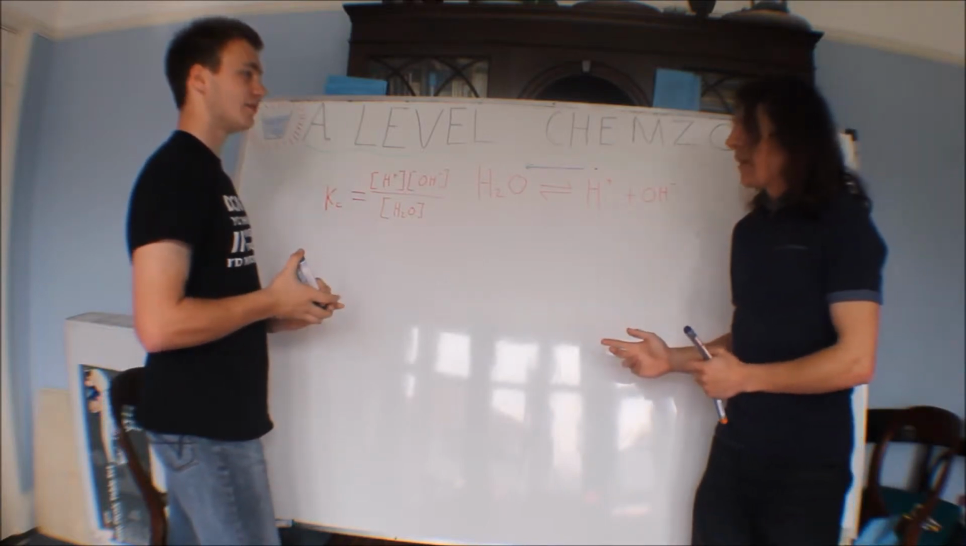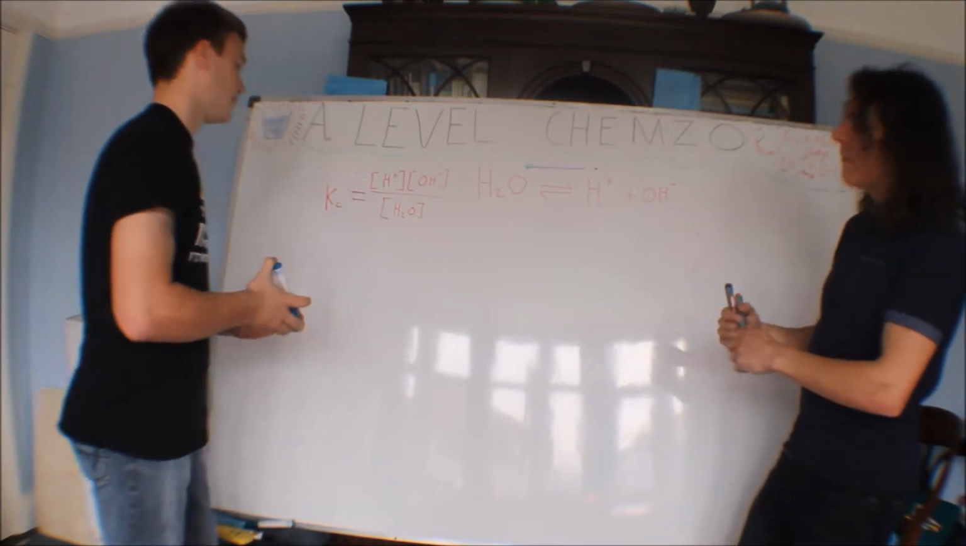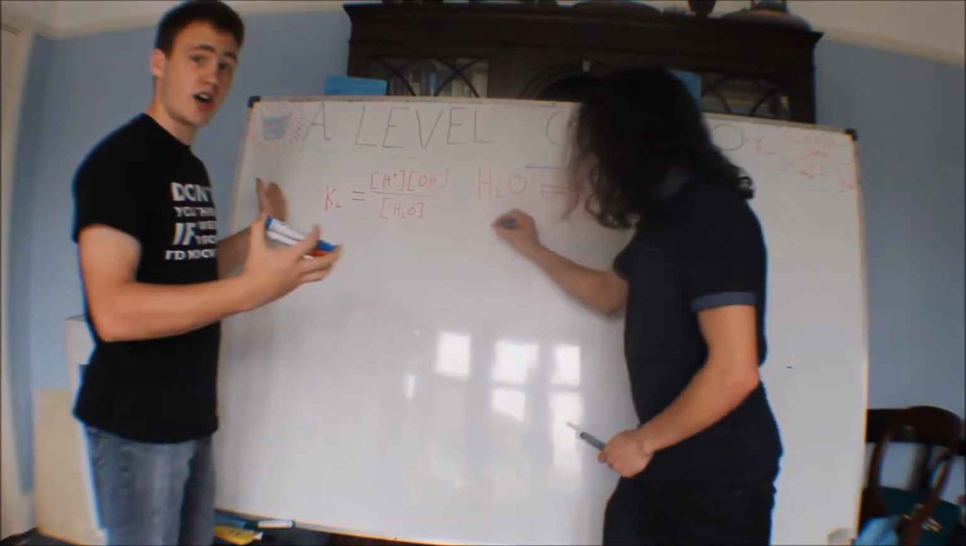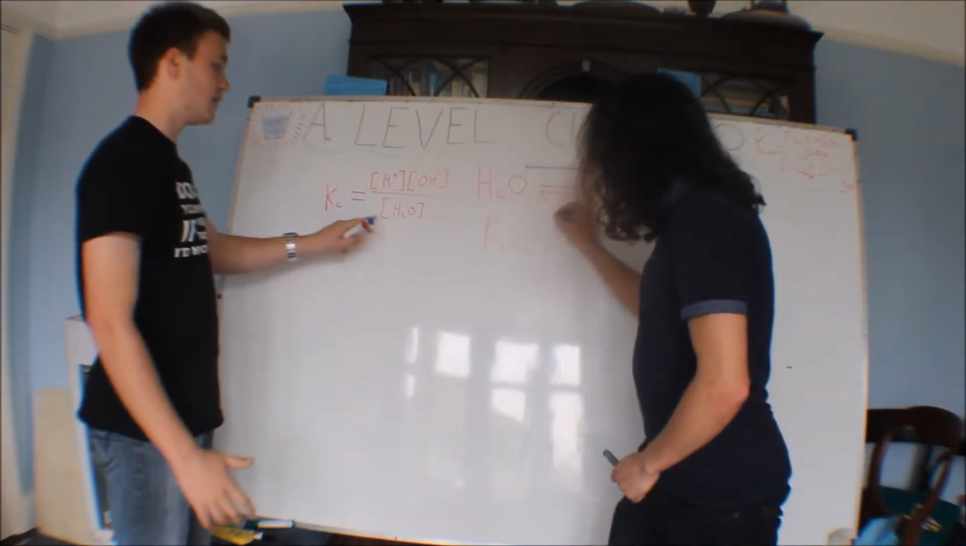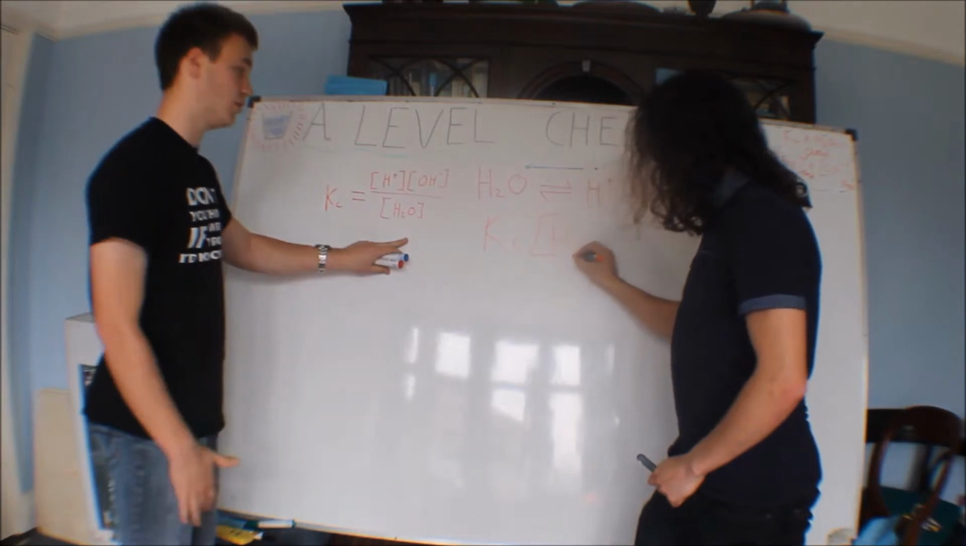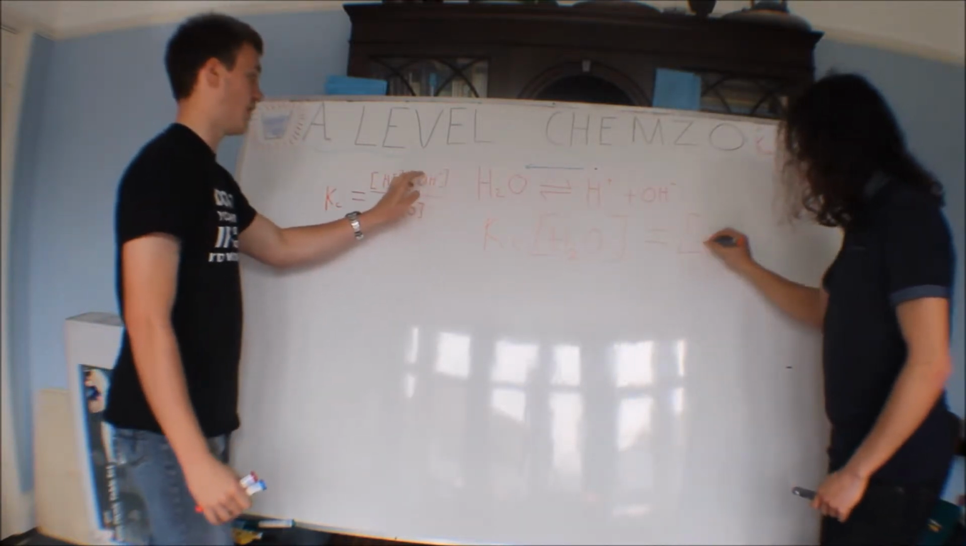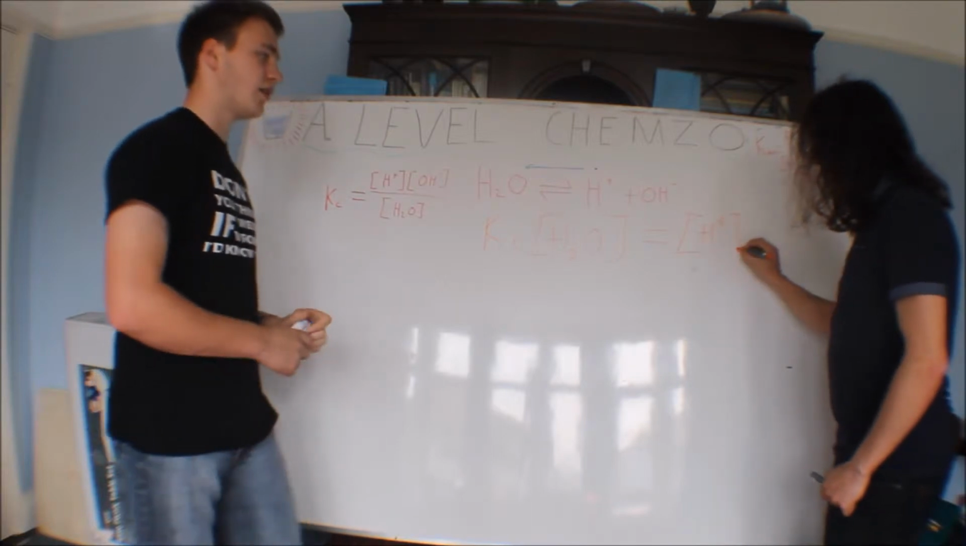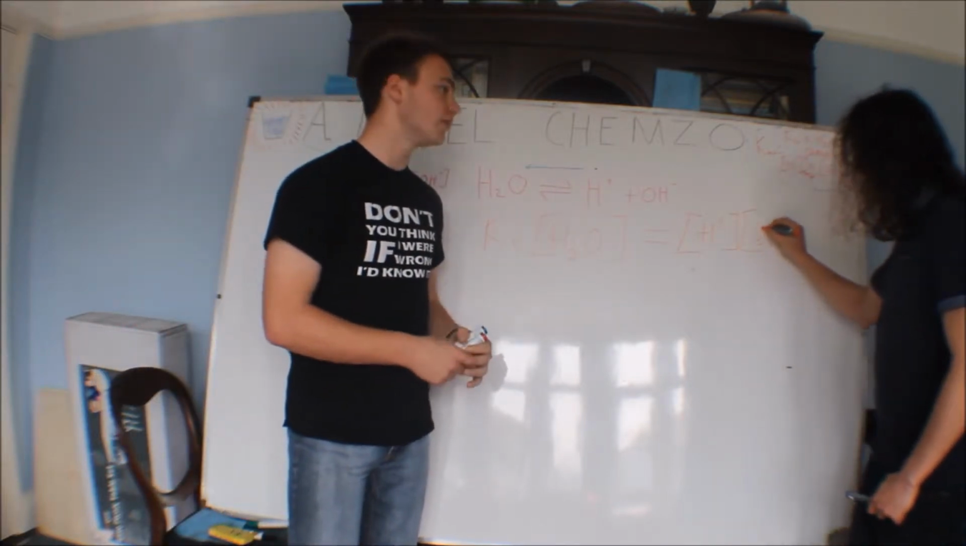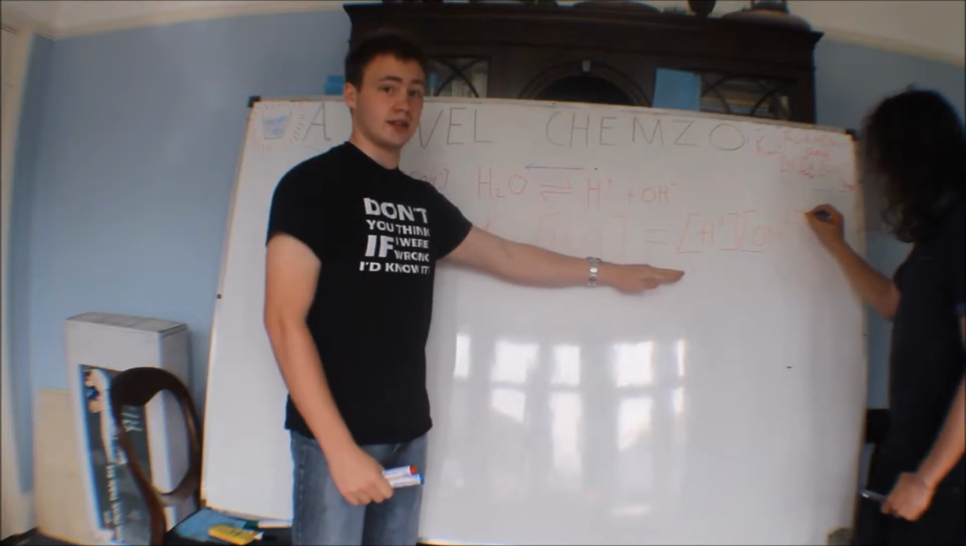So we can rearrange this a little bit, can't we? We can. Let's do that. We can take the H2O over this side and times that side. So we can say Kc times H2O, the concentration of water, equals the product of the concentration of the H plus and the OH minus. Now this will become more useful in a minute, but we can rearrange it like this.